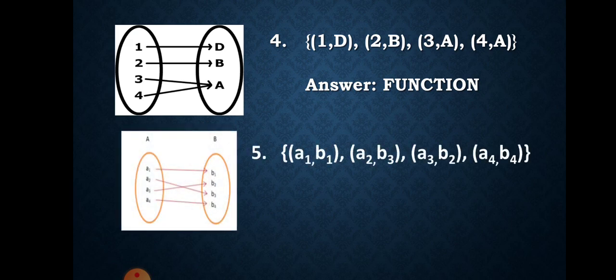Punta naman po tayo sa panglimang mapping diagram. A sub 1 relates B sub 1, A sub 2 relates B sub 3, A sub 3 relates B sub 2, A sub 4 relates B sub 4. Yan po ang ating ordered pairs. Mapapansin po natin na there is no such same x values in the ordered pairs. So that is a function.